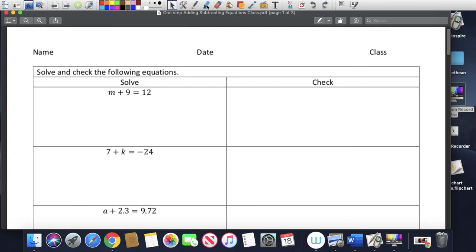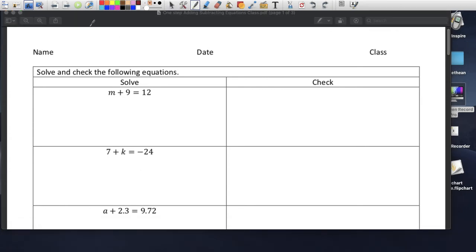So again, I'm going to push you to do this. This is not part of your work, but it helps you set up what kind of work you're going to do. Here's my variable m, and what's happening to it right now. The only thing that's happening to m is that 9 is being added to it, and somehow it gives me 12. You and I know what the answer is, but that's not the point.